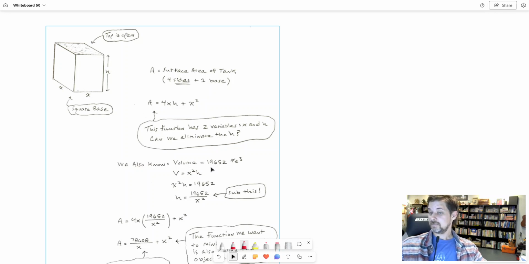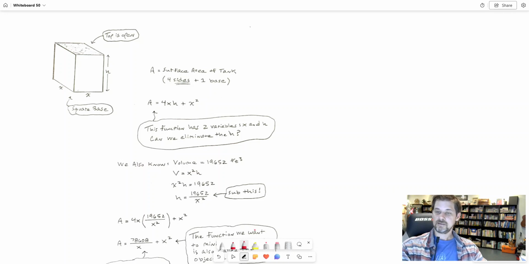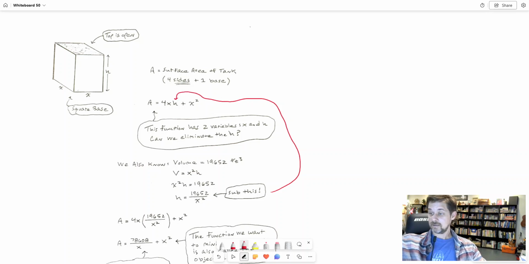So if the volume is supposed to be 19,652, and the volume of a box in general, like this one, is x squared times h, then x squared times h must be 19,652. And if I want to sub the h out of this and get rid of it, so I don't have two variables, I'll solve for h. I'll divide both sides by x squared, and I'll say h is 19,652 over x squared. So sub that up here, and then h is gone and we get a function of one variable. That's what we need, okay?